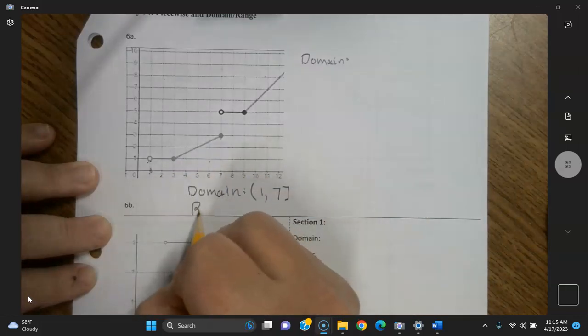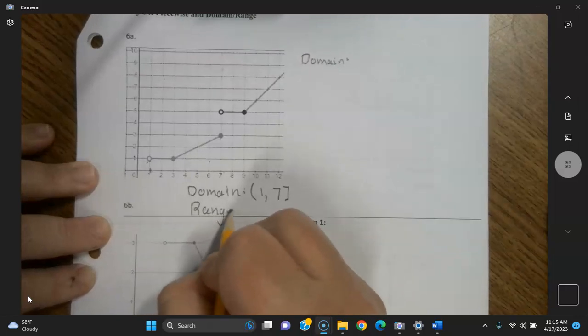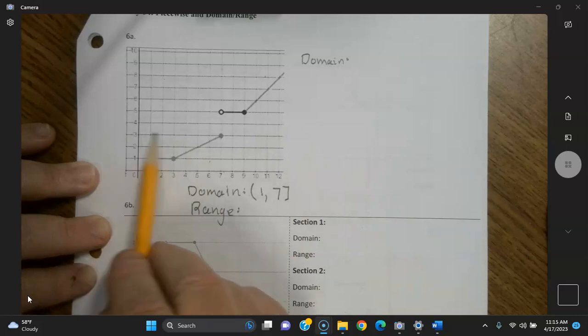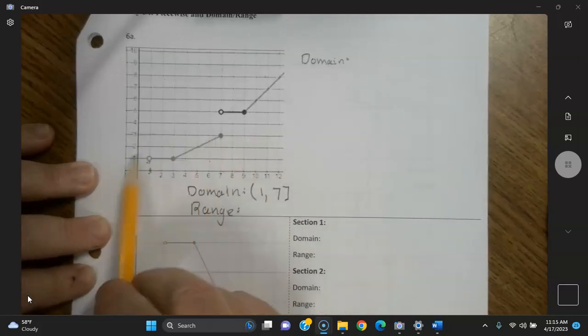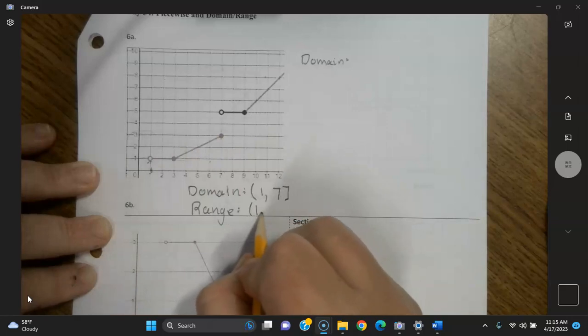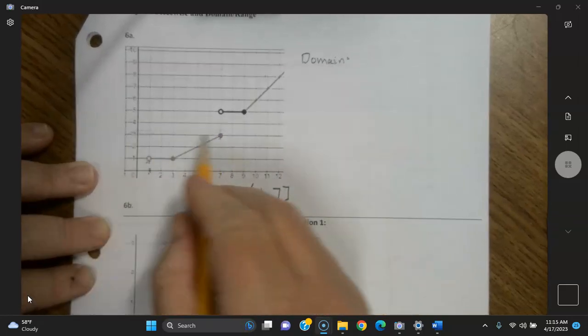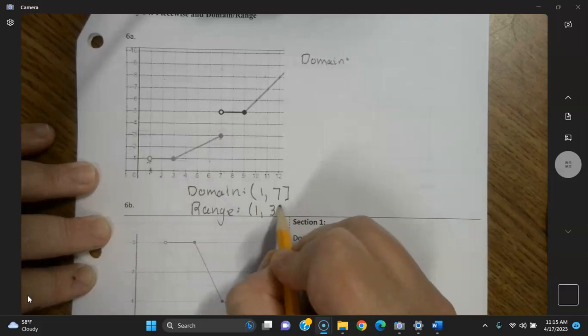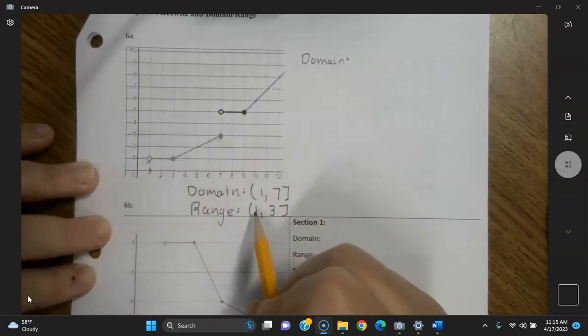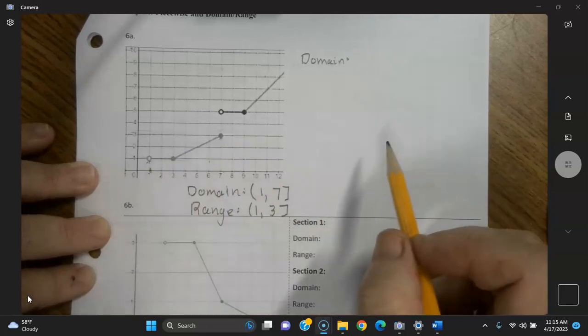The range starts at 1 and goes up right here to 3. So you're interested in the up and down, 1 to 3. So again, it doesn't touch the 1, but it does touch the 3 on the y-axis. So it's 3 with the square bracket. Square bracket means it's a closed dot. Rounded bracket means it's an open circle.